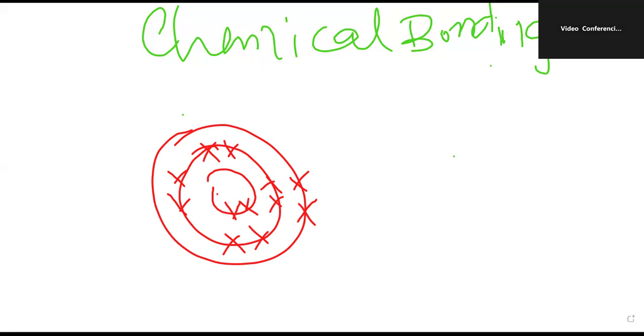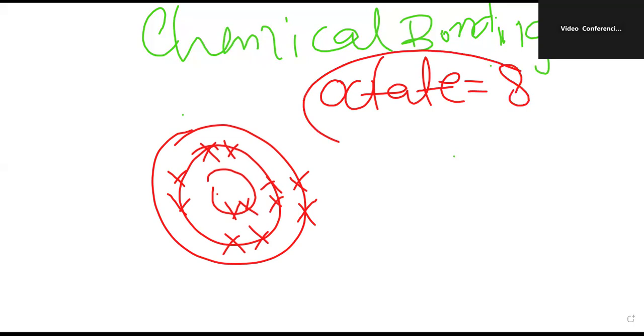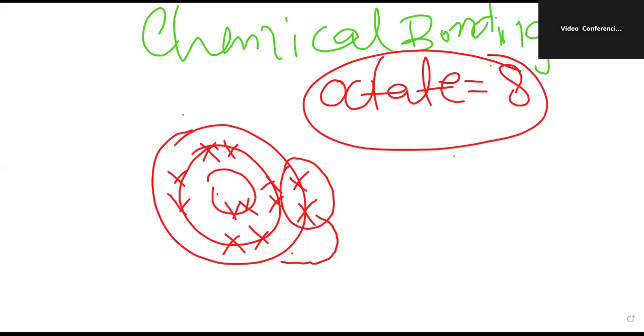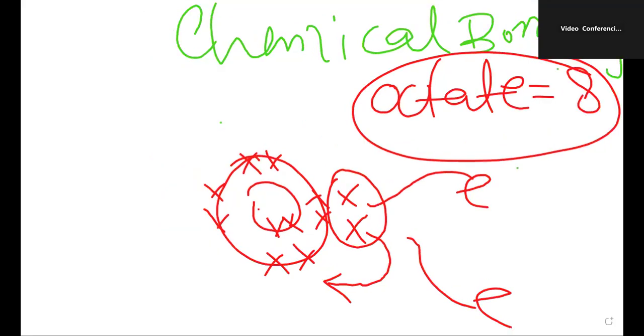So as we know that in a valence shell, the octet capacity is 8 electrons. So the magnesium valence shell has 2 electrons. So magnesium is unstable and highly reactive. So magnesium loses these 2 electrons, 1 electron and the second electron, and then the third shell is removed.